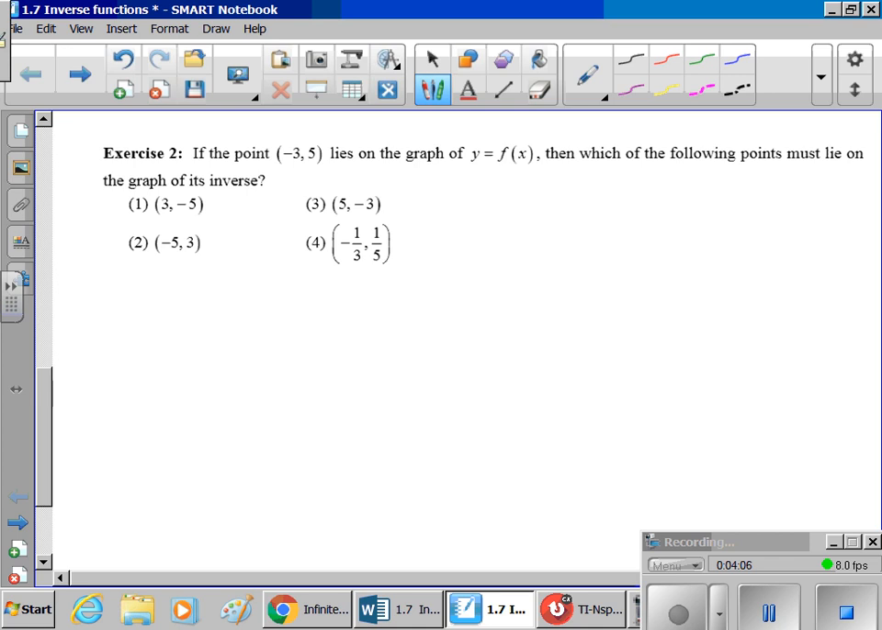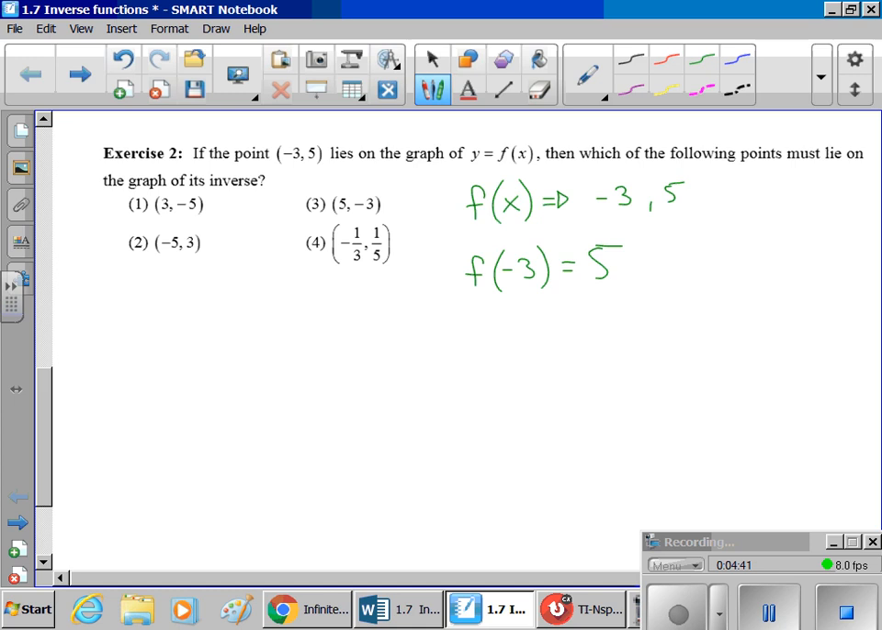If the point (negative 3, 5) lies on the graph of y equals f of x, then which of the following points must lie on the graph of its inverse? All right, so let's think about input and output. So we have our y equals f of x, it's going to have the point (negative 3, 5). The input is negative 3, and our output is going to be 5.